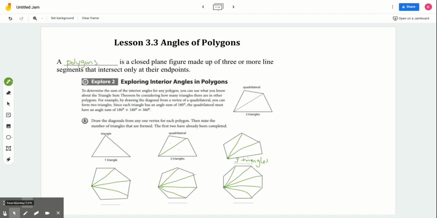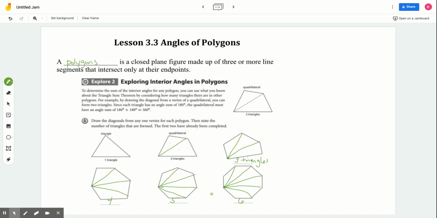Now you can see that I have split these following 3 figures up into triangles. My lines I know aren't perfectly straight, but we can still count the number of triangles in each. So this figure has 4 triangles. This figure has 5. And this final figure has 6. So to find the total number of degrees in this polygon, I could take 5 times 180 because there are 5 triangles.